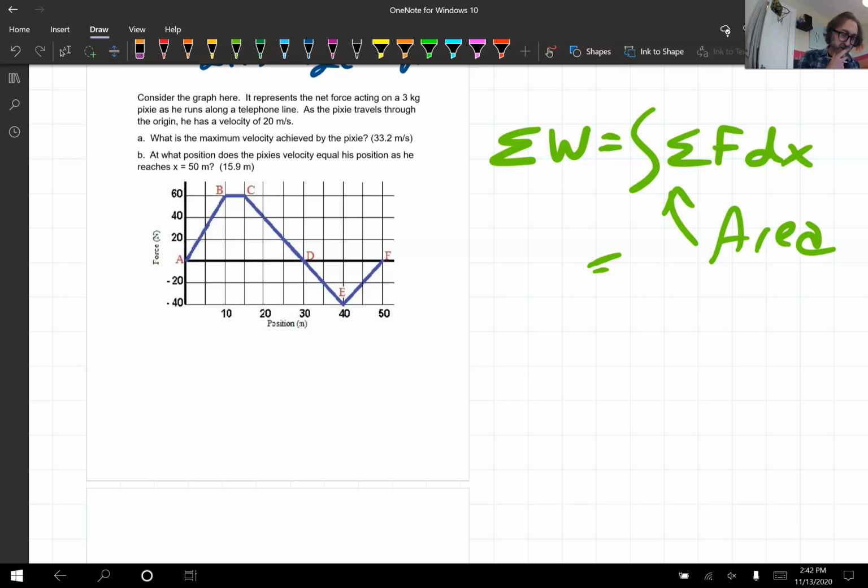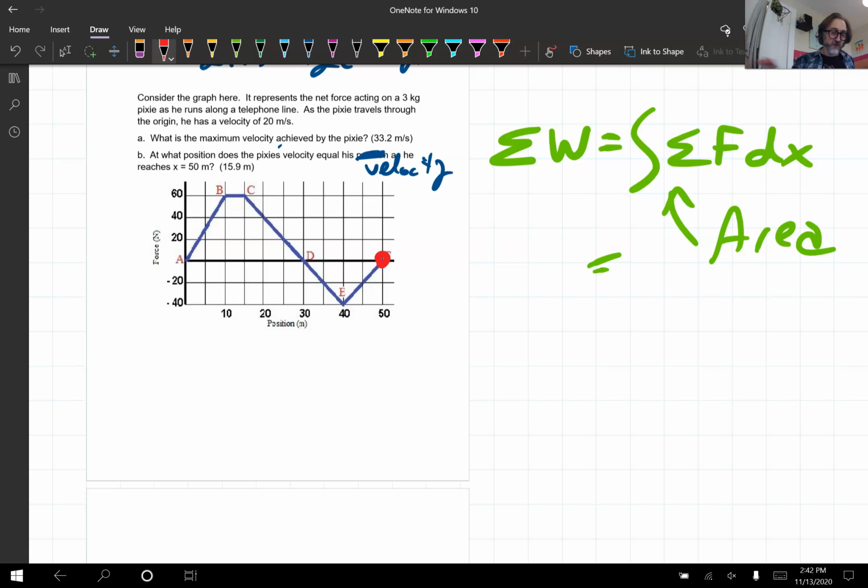So question B says, at what position does the pixie's velocity, oh, I forgot my apostrophe there, grammar please. At what position does the pixie's velocity equal his, this is worded terribly, it's supposed to be a typo. I did a terrible job of writing the question. What I was trying to ask you is this. When he gets here, he's going to have some velocity. At what other time does he have the same velocity?